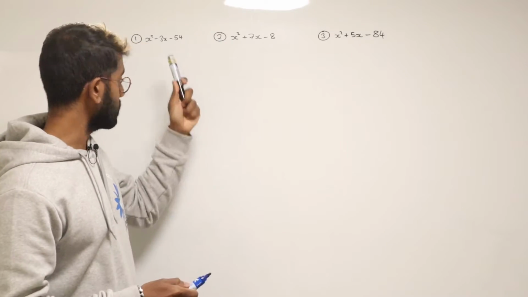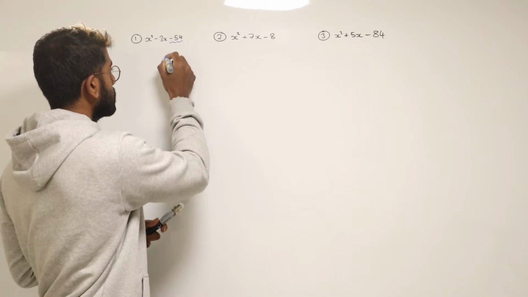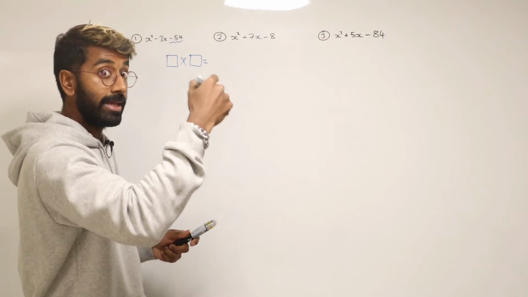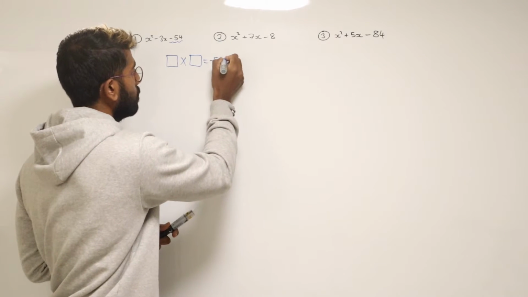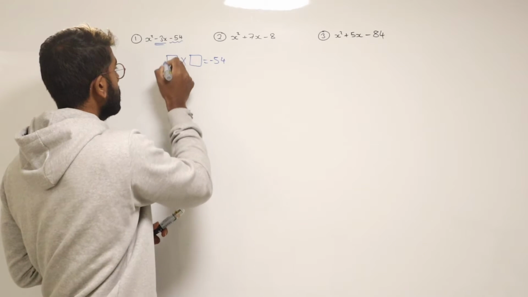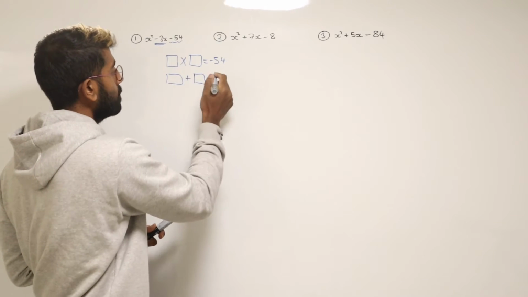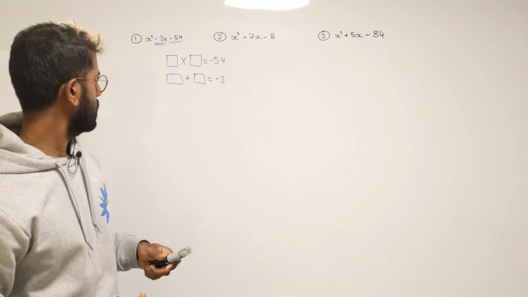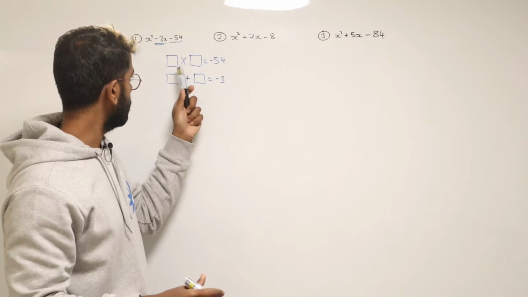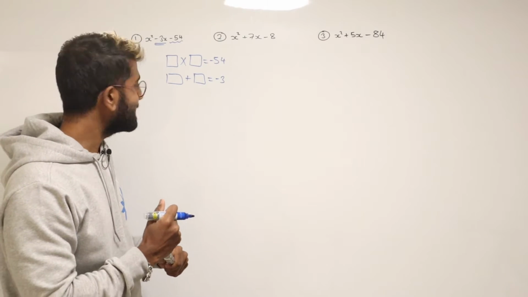How do we factorize something like this? Well, to begin with, we need to find 2 numbers that will multiply to the constant term, which is the number on the end. So this is minus 54. But at the same time, those 2 numbers that we select must add together to give you the coefficient of the x term, the middle one there, which is minus 3. So we're going to start thinking of some numbers, 2 numbers that add to minus 3, but times to give you minus 54.